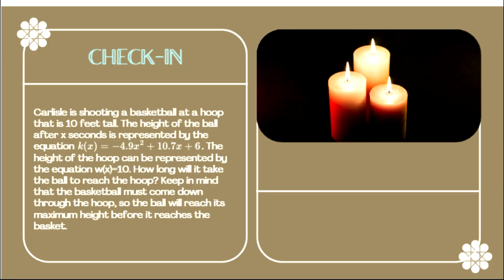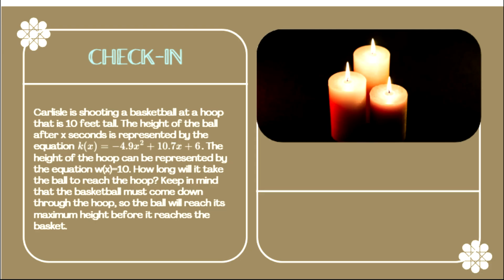Check in. Carlisle is shooting a basketball at a hoop that is 10 feet tall. The height of the ball after x seconds is represented by the equation k of x is equal to negative 4.9x squared plus 10.7x plus 6. The height of the hoop can be represented by the equation w of x is equal to 10. How long will it take the ball to reach the hoop?